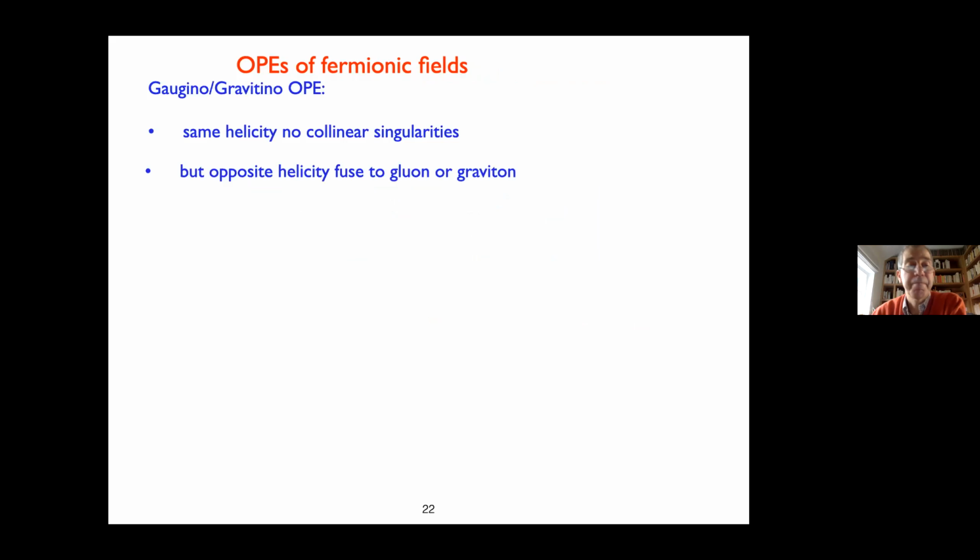Yes, thank you. So we can continue with OPEs of fermionic fields. We can do the same thing that we did before for bosonic ones. We find that same helicity gauginos or gravitinos have no collinear singularities.